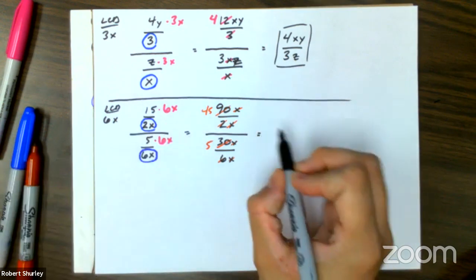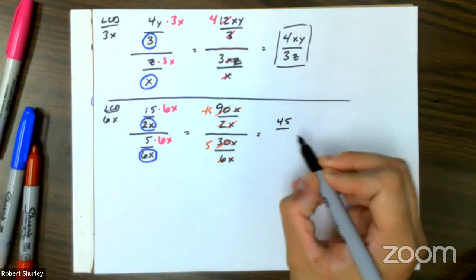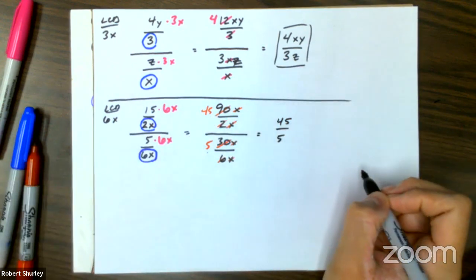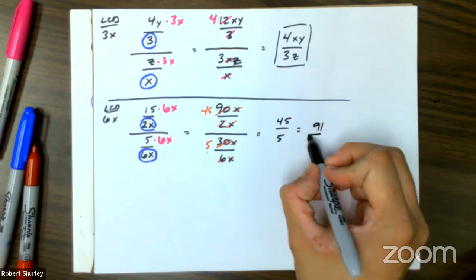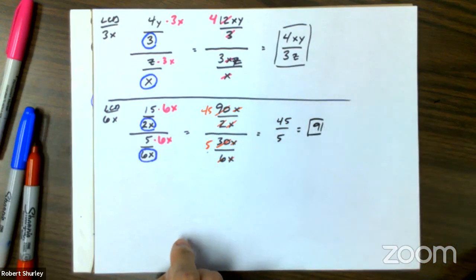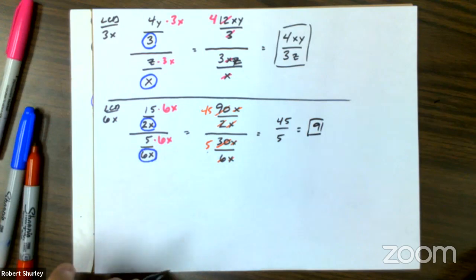So the only thing left in this numerator is 45, and the only thing left in the denominator is 5. So we wind up with 9. Hey, that's kind of neat. Okay? Kind of cool. You don't have to tell me. I know it's cool.